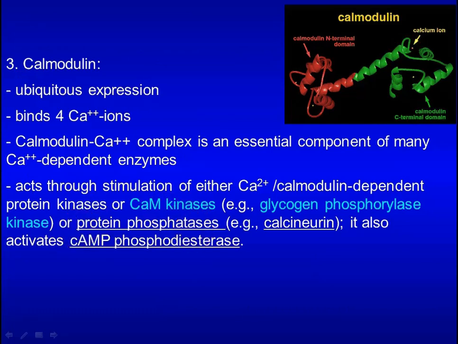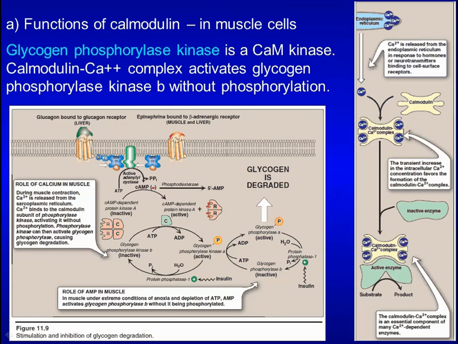Calmodulin also activates cyclic GMP phosphodiesterase. Here is a function of calmodulin in muscle cells. Glycogen phosphorylase kinase is a CaM kinase. The calmodulin-calcium complex activates glycogen phosphorylase kinase B directly without phosphorylation, which is shown here.